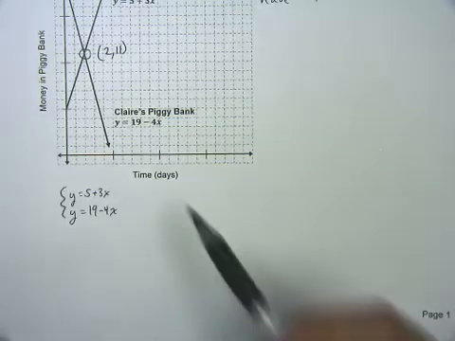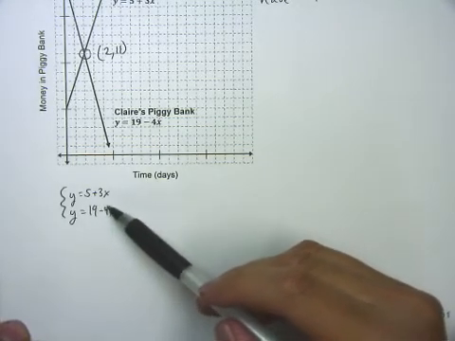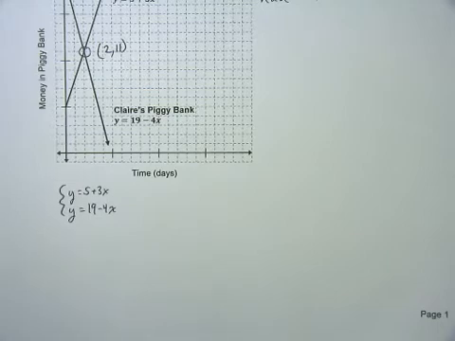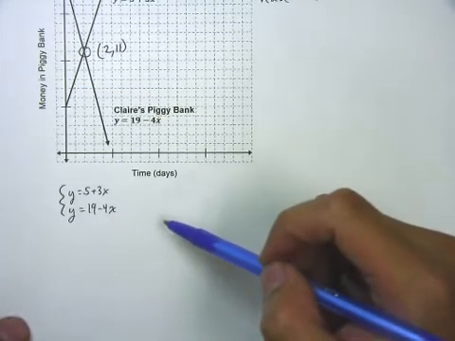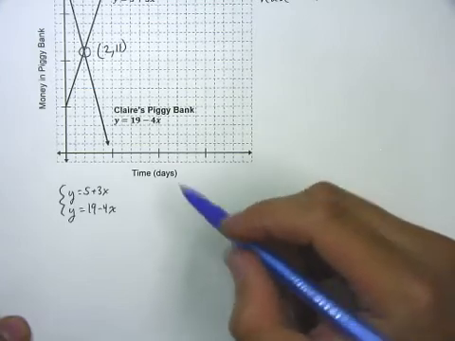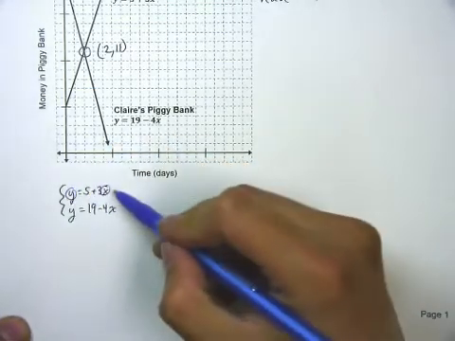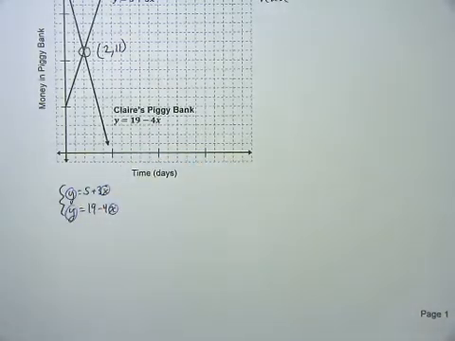Right, now let's think about this. So what are we saying? We're trying to find the place where they both have the same money. In other words, there has to be an x value that is going to produce the same y value for both of these equations. In other words, we're looking for the place where the x and the y for Jack's equation are the same as the x and the y for Claire's equation.